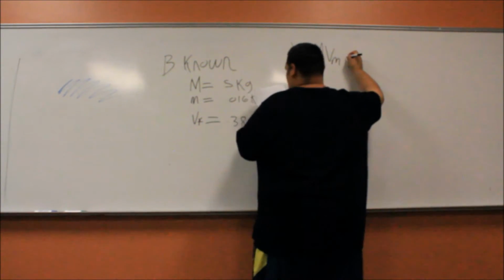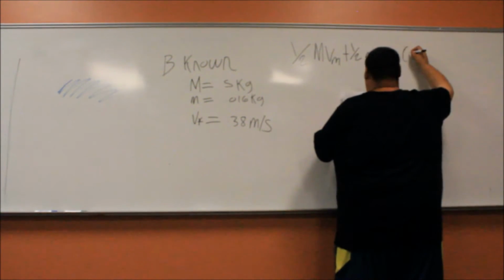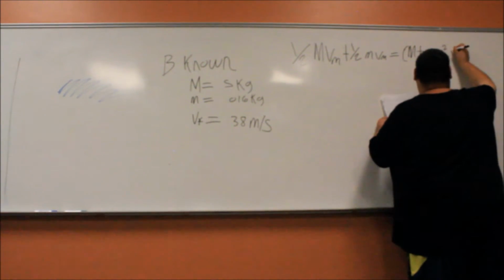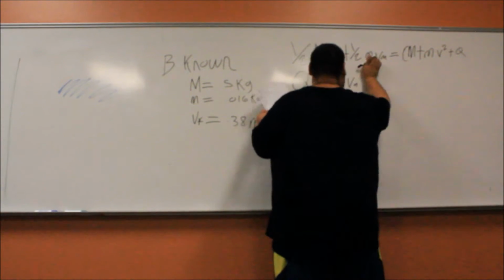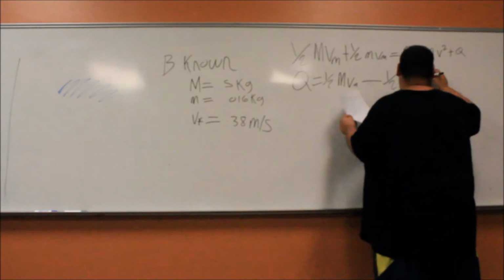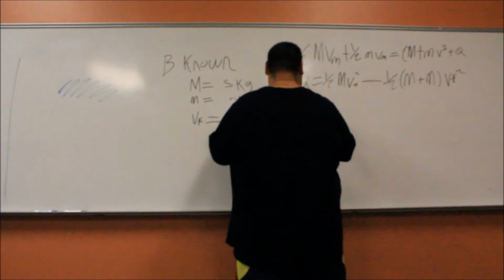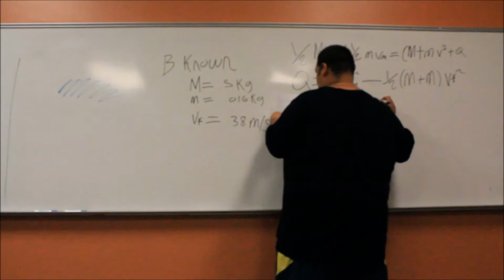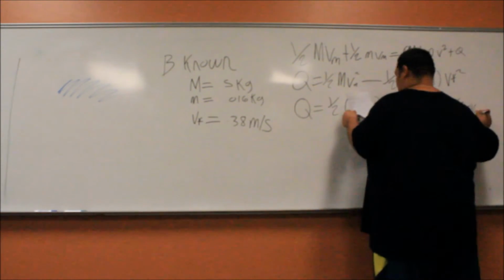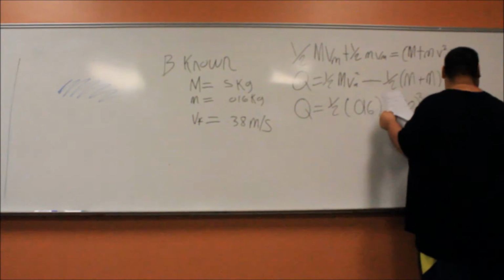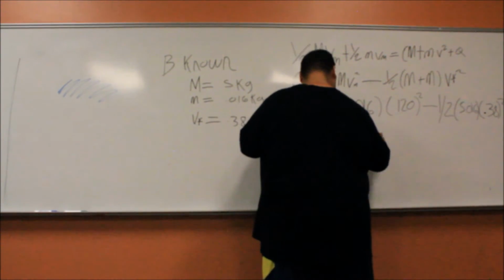1/2 Mv squared for the block plus 1/2 mv squared for the bullet equals 1/2 (M plus m) v squared plus Q. Q equals 1/2 m v for the bullet squared minus 1/2 (M plus m) final velocity squared. Q equals 1/2 times 0.016 times 120 squared minus half times 5.016 times 0.38 squared, which equals the heat, 115 joules.